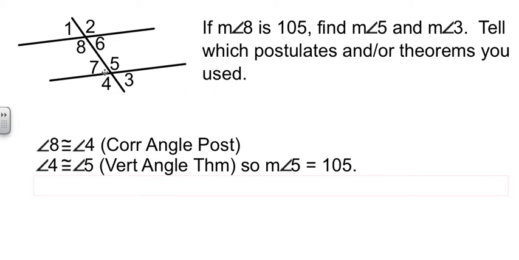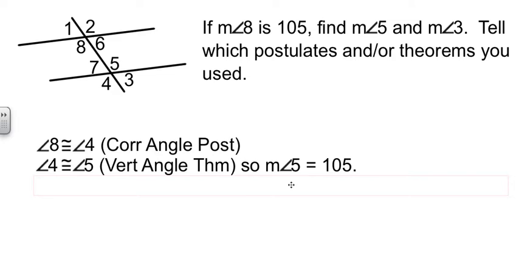So since 8 is equal to 4 and 4 is equal to 5, indirectly I'm using the transitive property. They didn't ask me to state property, so I'm not going to on the screen here, but just in my mind I'm thinking transitive. 8 equals 4, 4 equals 5, that means 8 equals 5. And since 8 is 105 degrees, so is 5.